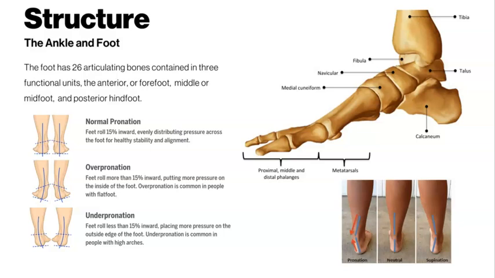And the foot has 26 articulations, but the most important are going to be basically the tibia and fibula. The bones are contained in three functional units: the anterior or forefoot, the middle or midfoot, and the posterior, that is the hindfoot.